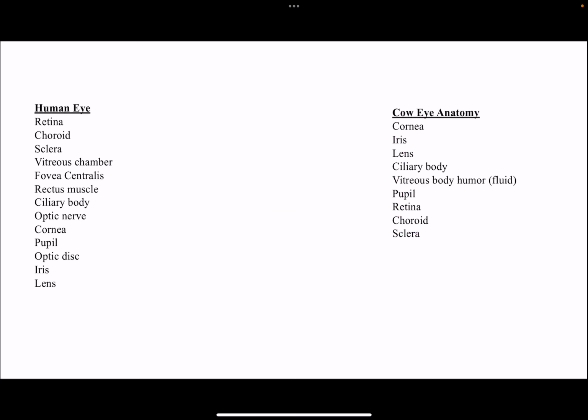This is the terminology you should know before you take the lab practical. This one, the model, is specific for the cow eye anatomy.